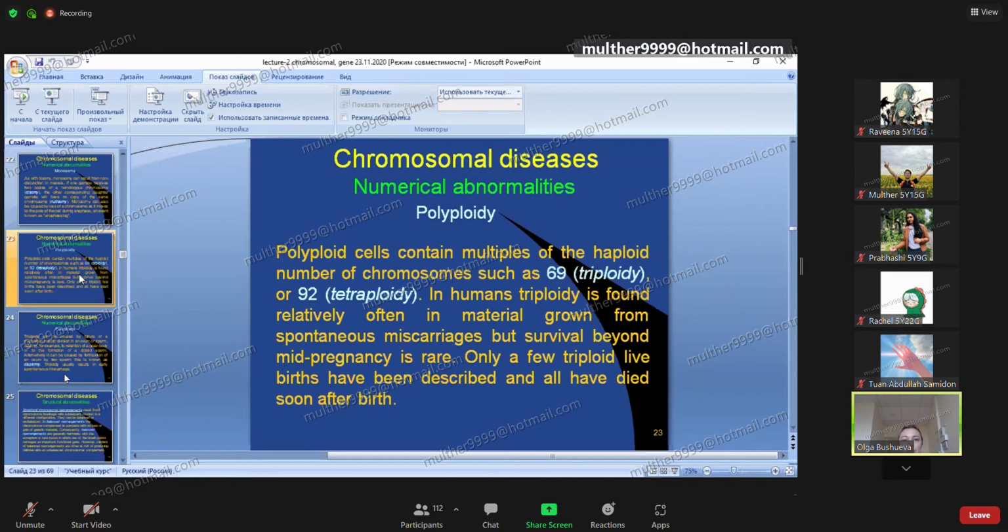Polyploid cells contain multiples of the haploid number of chromosomes, such as 69, triploidy, or 92, tetraploidy. In humans, triploidy is found relatively often in material from spontaneous miscarriages, but survival beyond mid-pregnancy is rare. Only a few triploid live births have been described, and all have died soon after birth.